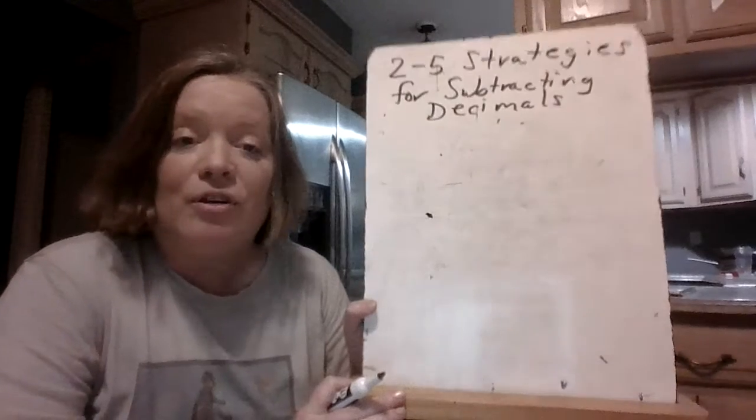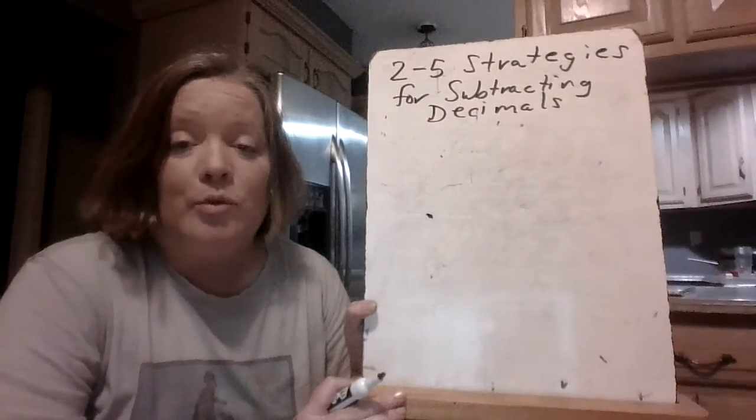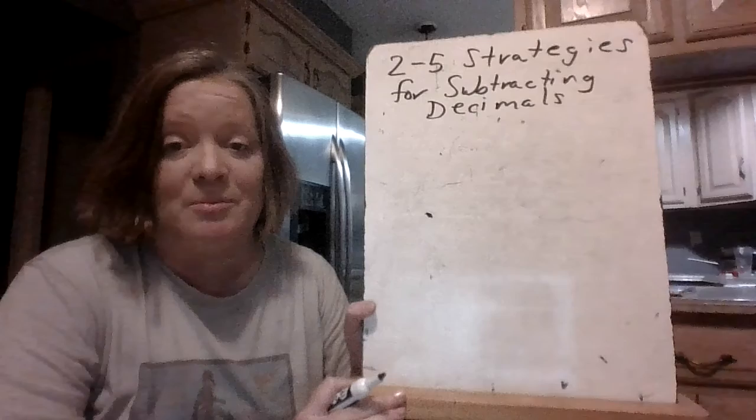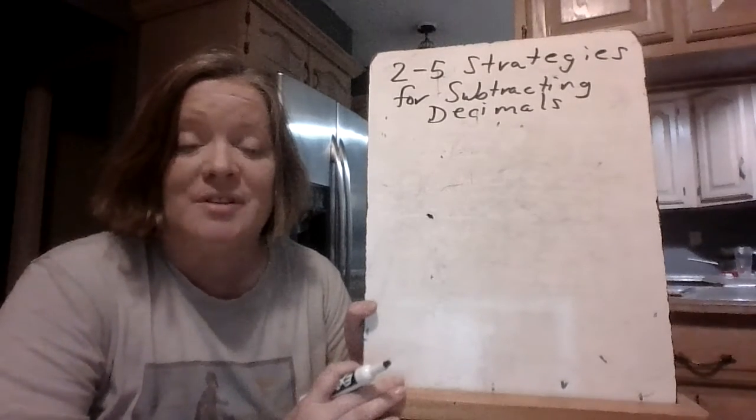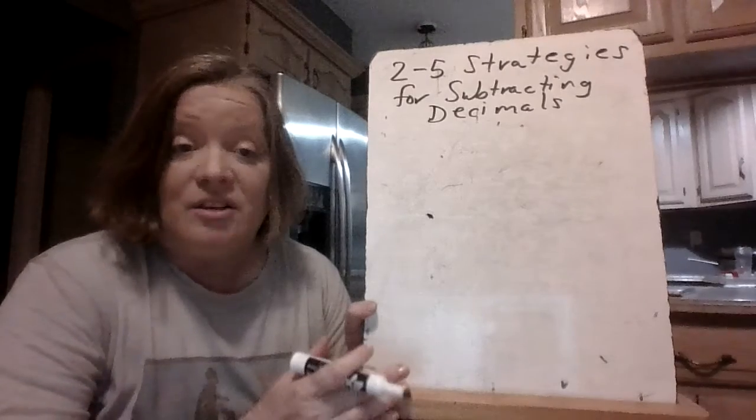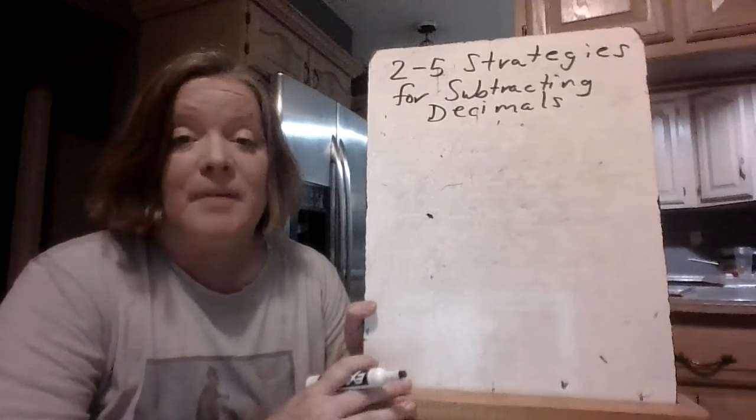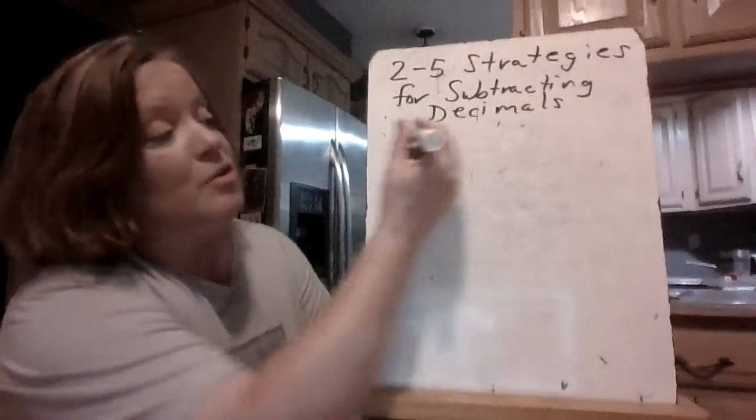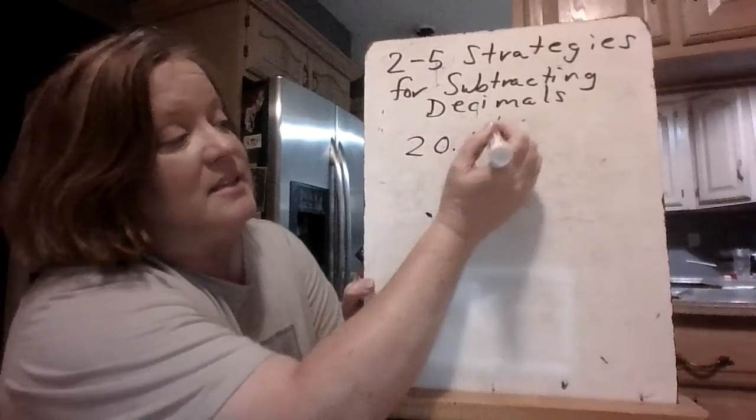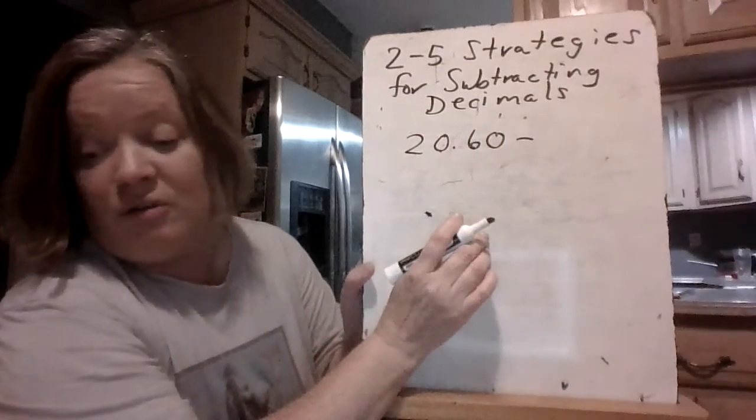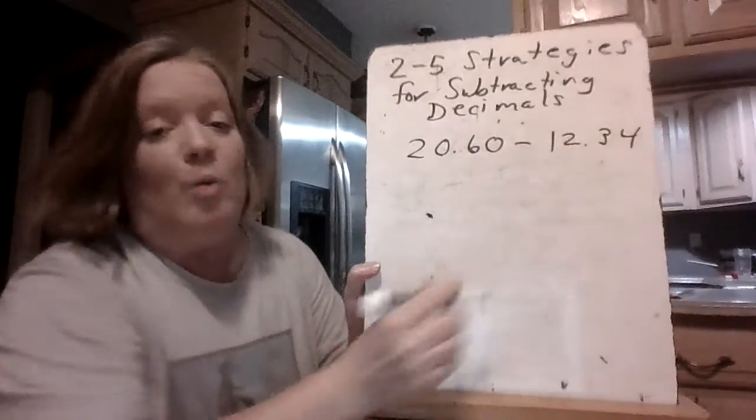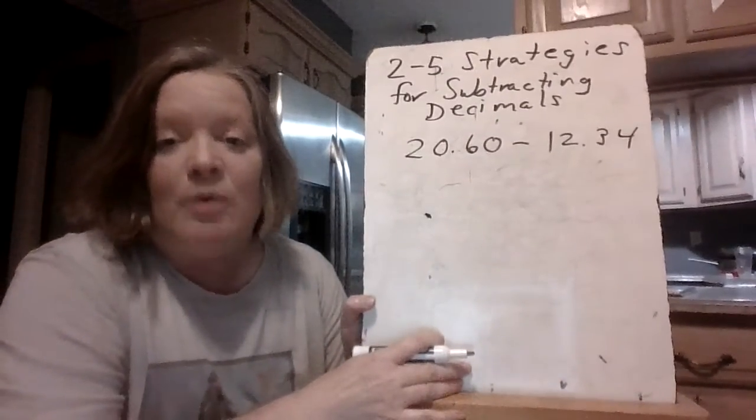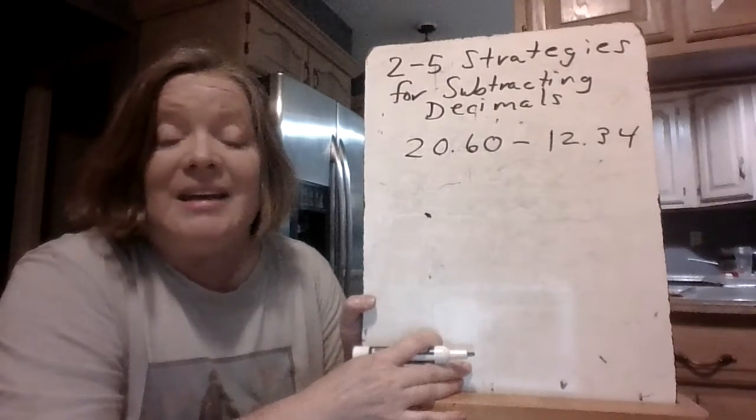Boys and girls, today you're going to do lesson 2-5, which is strategies for subtracting decimals. So what I'm going to do is show you some strategies that might help you to subtract decimals easier and maybe even a little faster. So let's say I started with 20 and 60 hundredths, and I took off 12 and 34 hundredths. Well, the first strategy that I would probably use to do this is estimating.